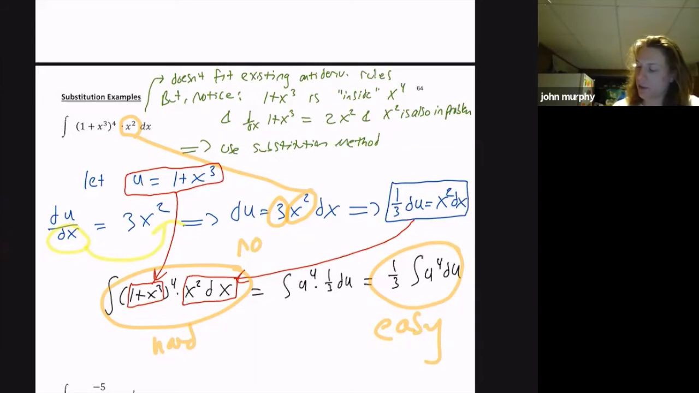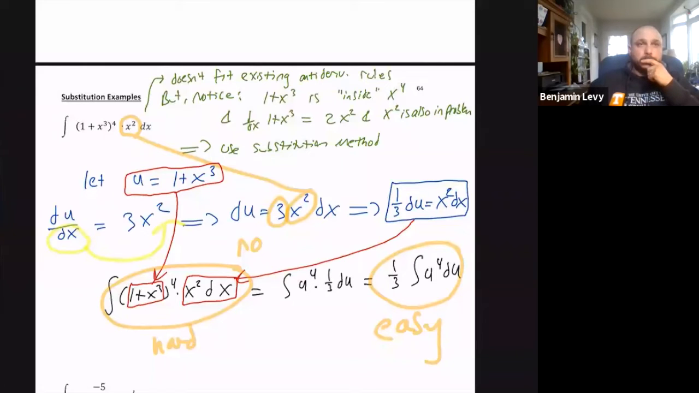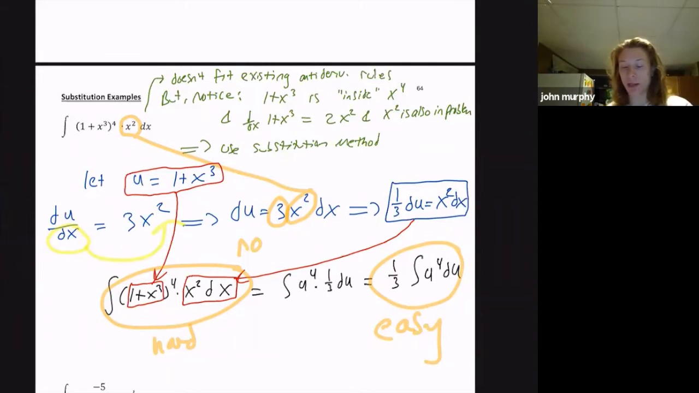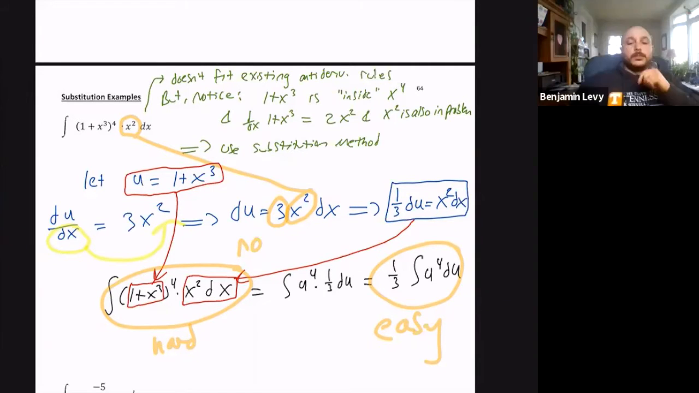So I see how you substituted it, but why, looking at the original, 1 plus x cubed raised to the fourth times x squared, did we have to do this? Like, what was wrong with the original problem?